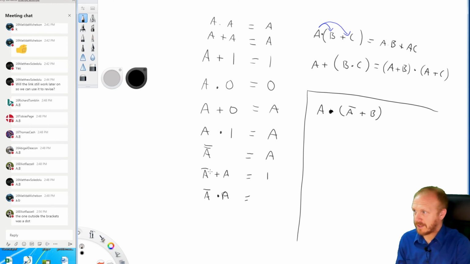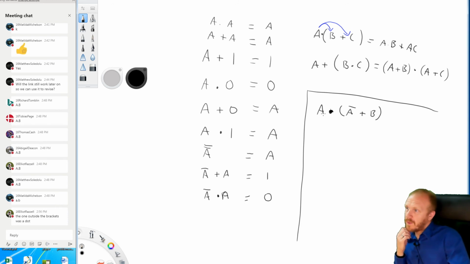One of those two has to be 1. Similarly, only one of these can be 1, so it's not possible for an AND to be a 1. So that's another extra one we can remember. Anyway, over here, we then look at this one.